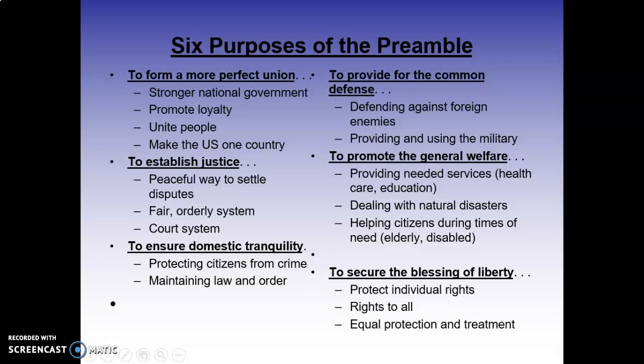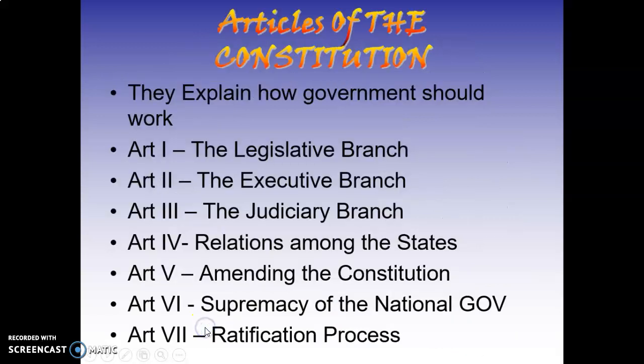So also to secure the blessings of liberty, to protect individuals' rights of all, and to ensure equal protection and treatment. So you have 7 articles to the Constitution, and this is real quick. You guys studied this last year in civics. Article 1 deals with creating Congress or the legislative branch. Article 2 deals with creating the presidency or the executive branch. Article 3 deals with the Supreme Court and the judiciary branch. Does not set up all the federal courts, though, just the Supreme Court.